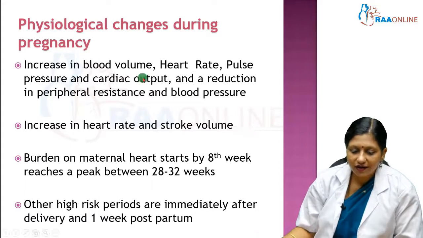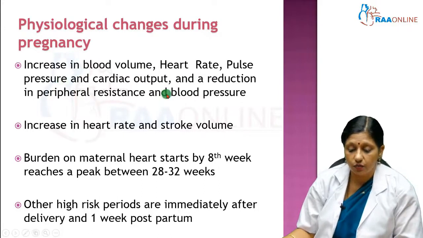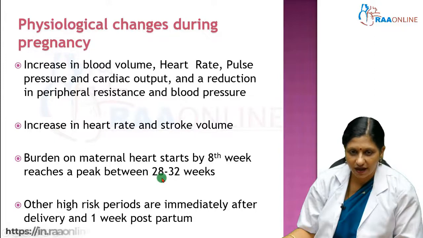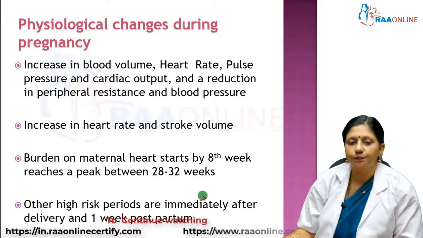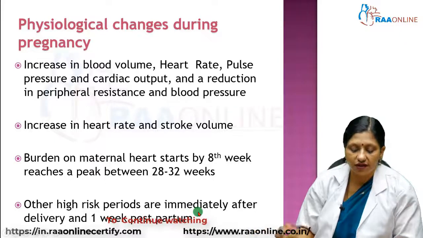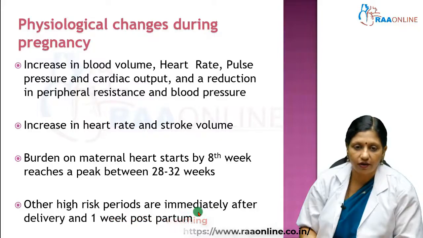During pregnancy, there is an increase in blood volume, heart rate, pulse pressure and cardiac output, and a reduction in the peripheral resistance and blood pressure. There is an increase in heart rate and stroke volume. The burden on the maternal heart starts by around 8 weeks and reaches a peak by around 28 to 32 weeks. Other high risk periods when there is a chance of precipitation of cardiac failure are immediately after delivery and 1 week postpartum.